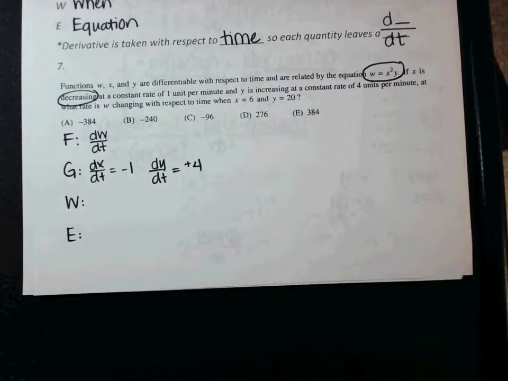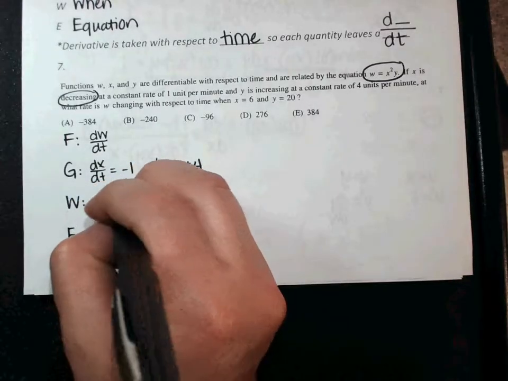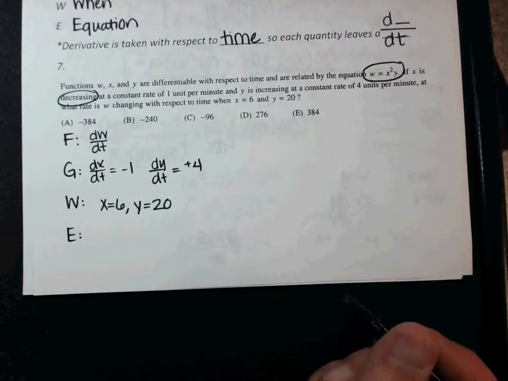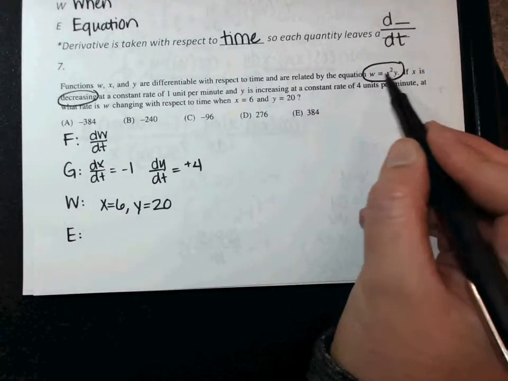That's the same as w prime. Some teachers actually would abbreviate it that way. Okay, and then we want to know when x equals 6 and y equals 20. Now, what letter did they leave off? w. Can we find it, though, if we know this? Yes.